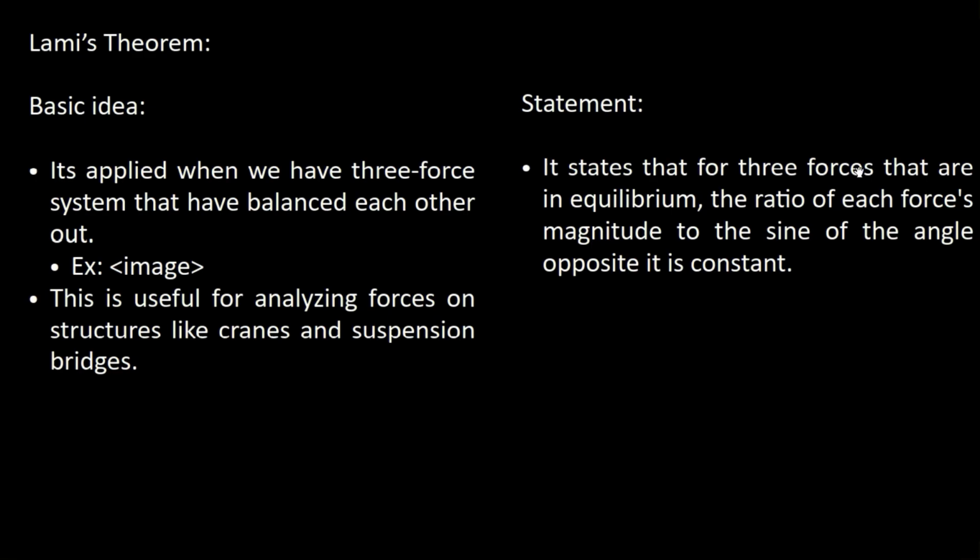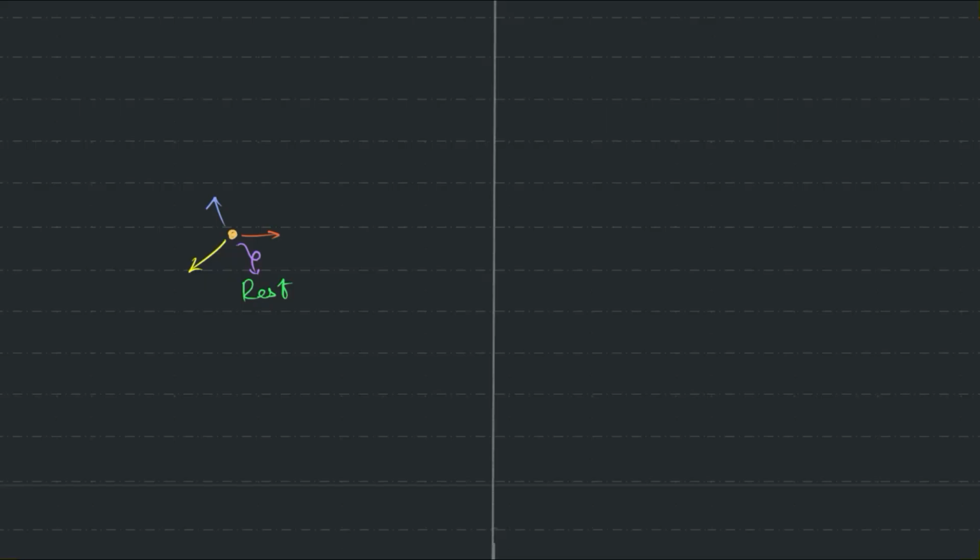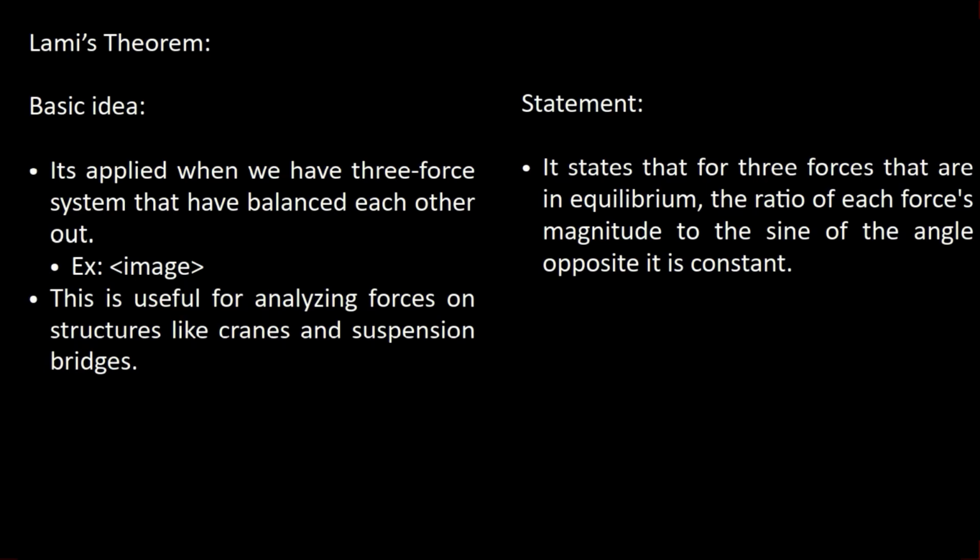It states that for three forces that are in equilibrium, meaning they are compensating each other, cancelling each other out, the net force is basically zero. That's your state of equilibrium. If this is happening, then the ratio of each force's magnitude to the sine of the angle opposite to it is constant.